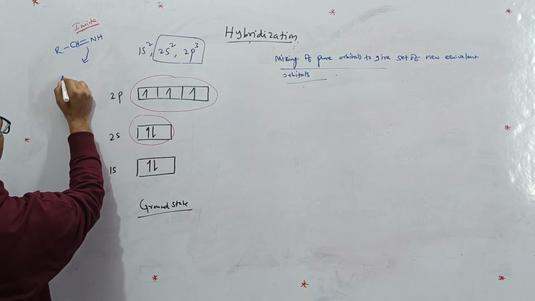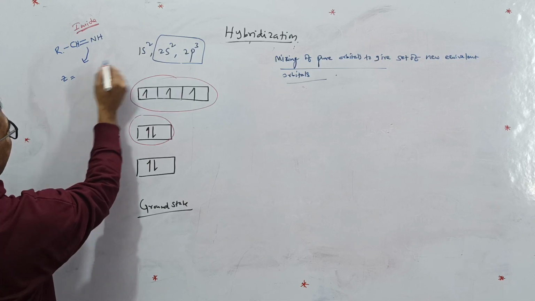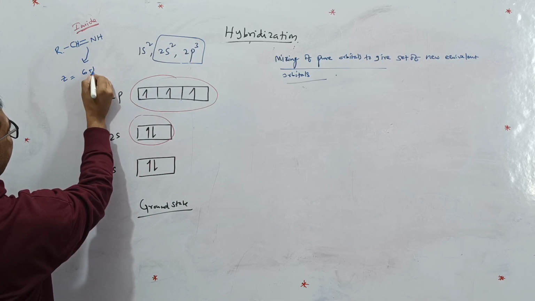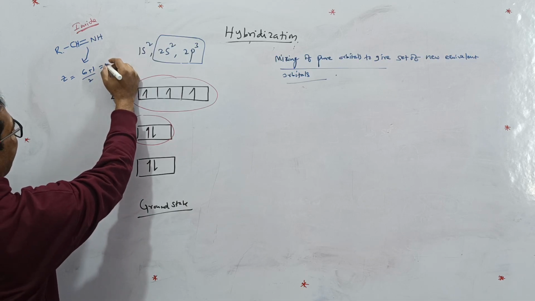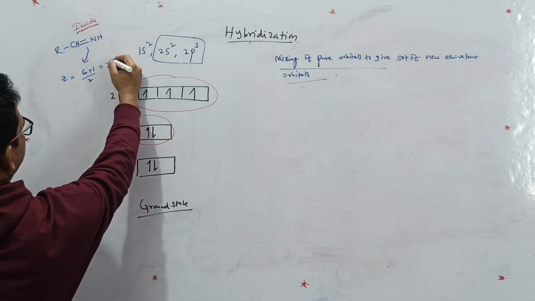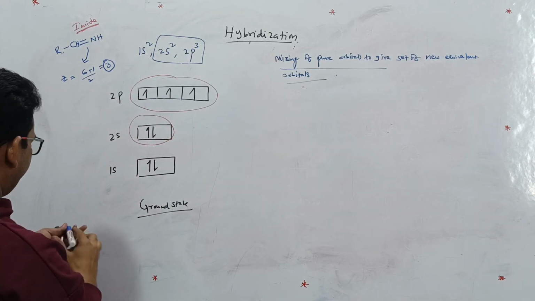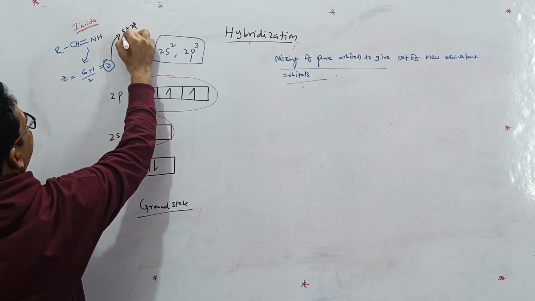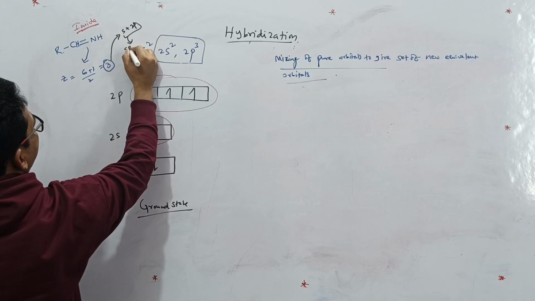Just place the formula and you will come to know. Z is equal to, the center atom here is nitrogen. Nitrogen valence electrons are 6. Then how many monovalent? Only one, so 7. Divided by 2, 7 divided by 2 comes to around 3.5, around 3. Around 3 indicates what? 1s, 2p. It means what type of hybridization it is? 1s, 2p means sp2.